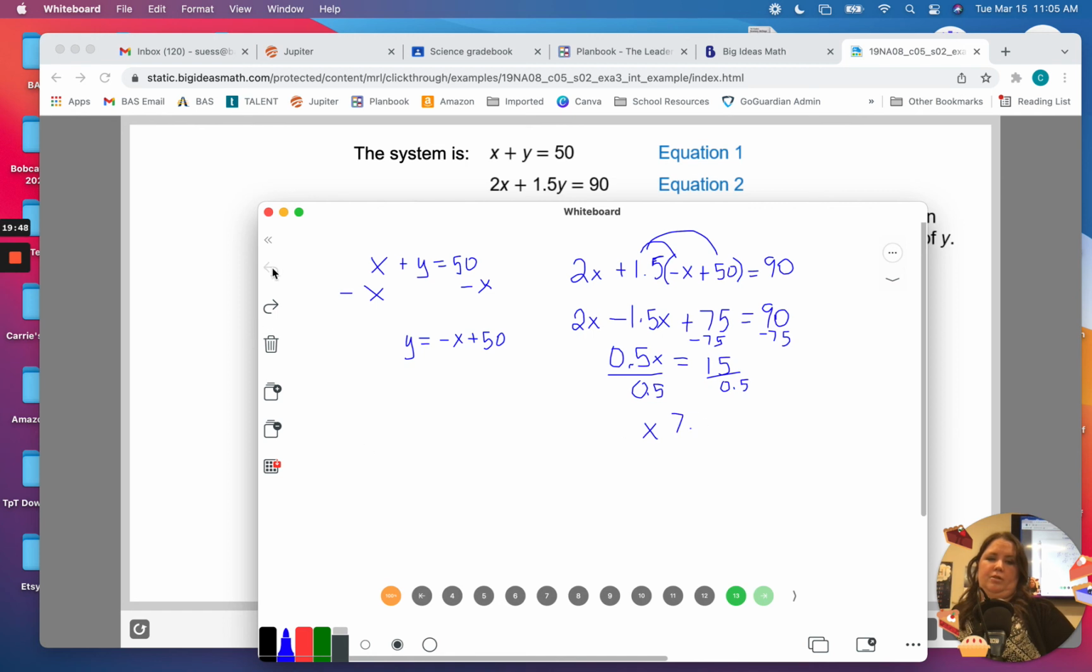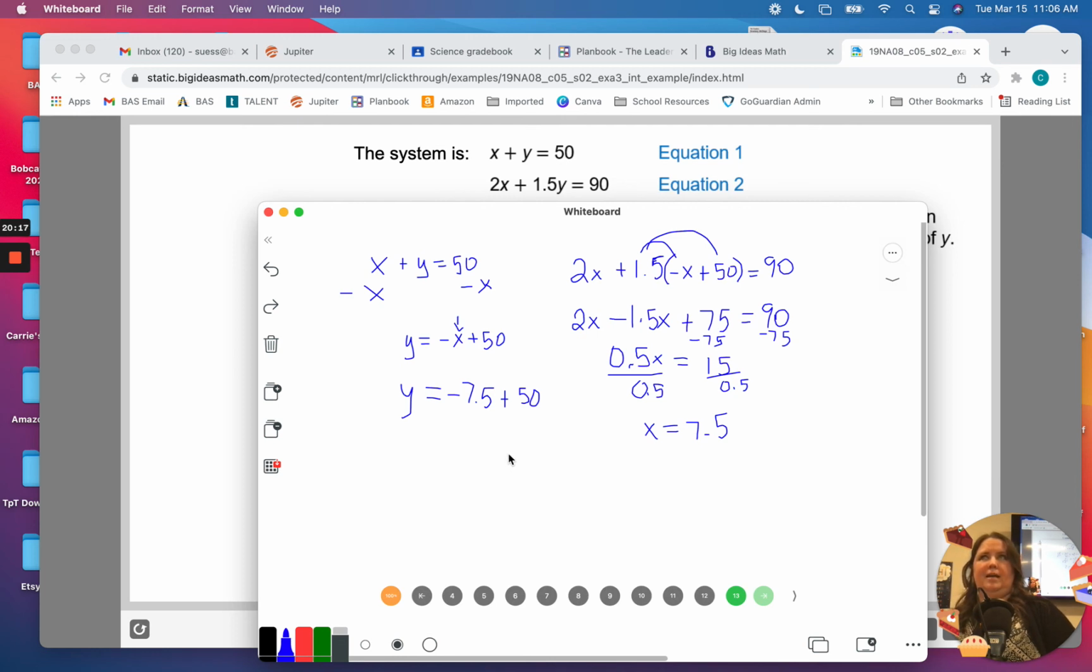Man, my brain turned off a minute ago. X equals 7.5. All right, so now I've solved for x. So I plug that in for the x here. Y equals negative 7.5 plus 50. I feel like something's wrong, but we're going to find out.